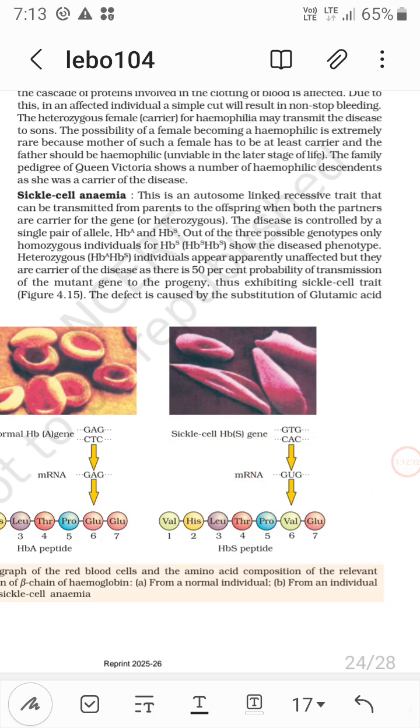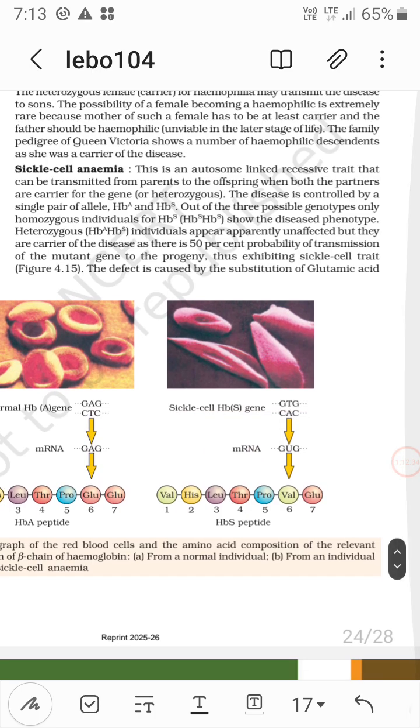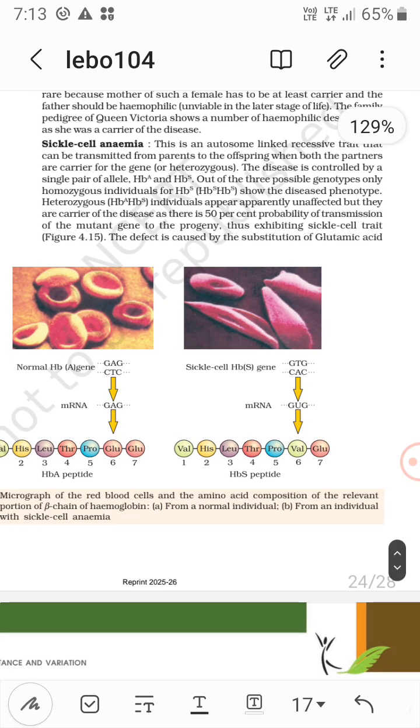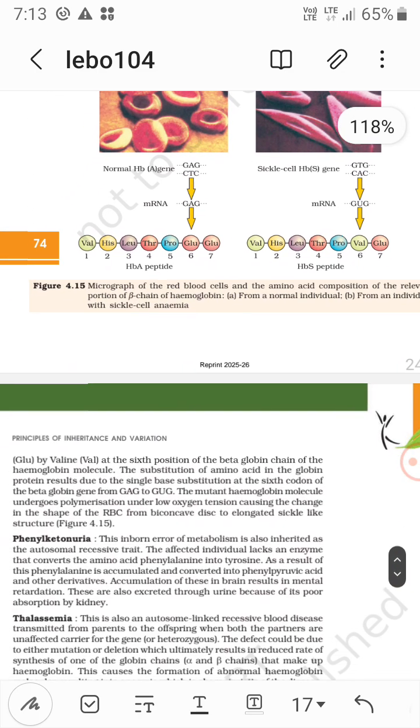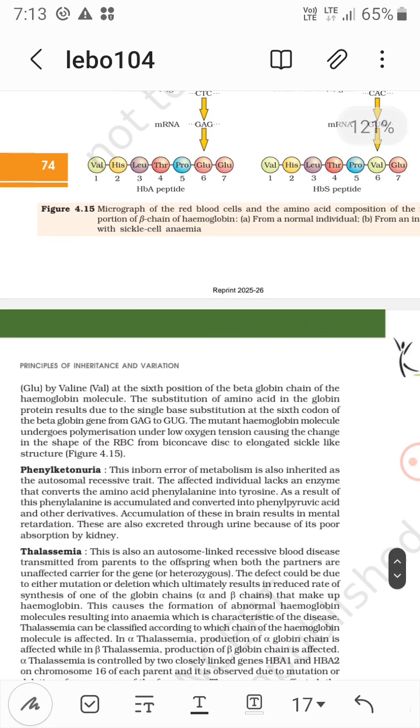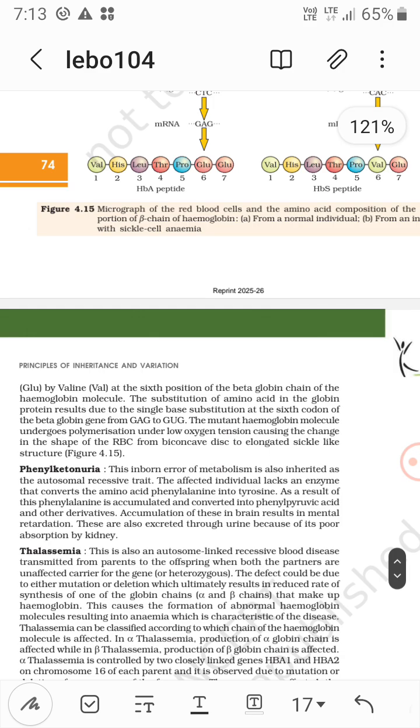Okay, so there is 50% probability of transmission of the mutant gene to the progeny, thus exhibiting sickle cell trait. The defect is caused by the substitution of glutamic acid by valine at the sixth position on the beta globin chain of the hemoglobin molecule. The substitution of amino acid in the globin protein results due to the single base substitution at the sixth codon of the beta globin gene from GAG to GUG.